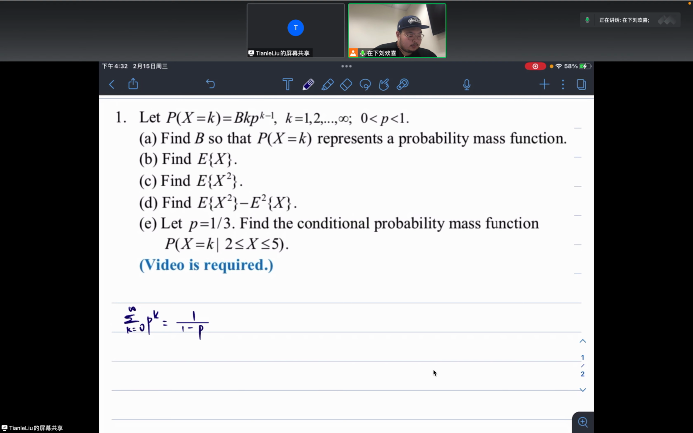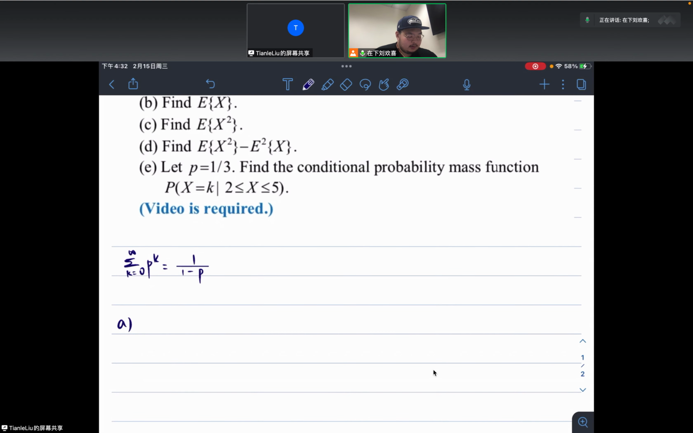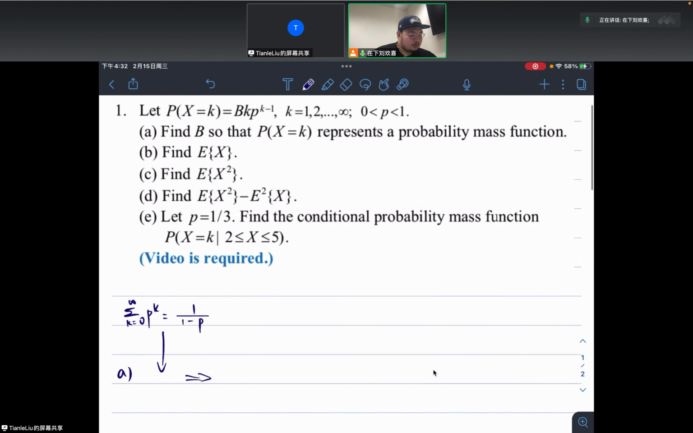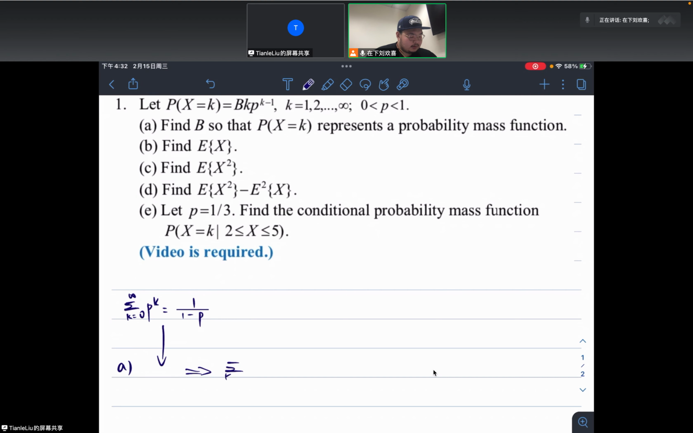So let's see part A. We need to find b so that the probability X equals k represents a probability mass function. What we have now is this one, right? But we have to modify it because k starts from 1 instead of 0. So with k starting from 1, the sum of p^k will equal 1 minus p minus 1 minus p to the 0, which is 1 minus p over 1 minus 1, right? So it's kind of obvious.